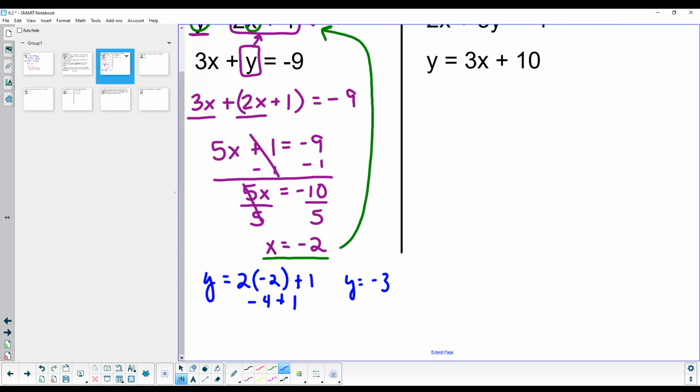Okay. The most important part of this is once you've figured out what x and y are, you have to write this as an ordered pair. So your final answer is not x equals negative 2, y equals negative 3. It's negative 2, comma, negative 3.